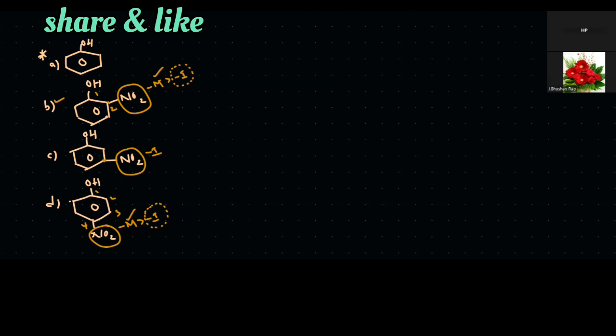So which one is more acidic now? B is always more acidic in this case. So B is more acidic than D, D is more acidic than C, and C is more acidic than A. This is the acidic strength order in this case. Next, another example we will discuss.